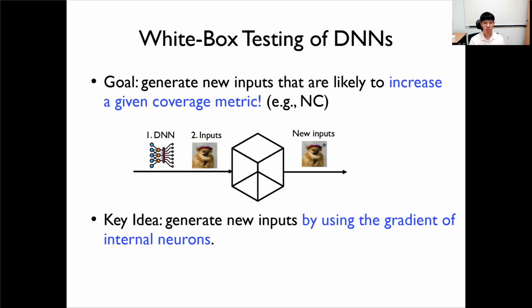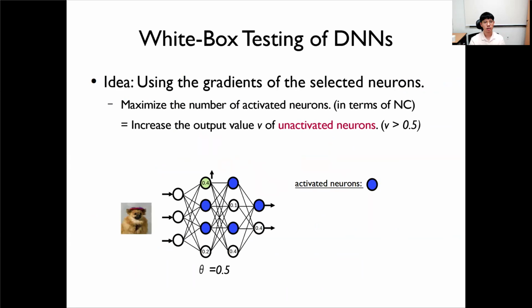And to achieve this, the key idea of the white box testing method is to use the gradient of the selected internal neurons. And I will explain an example for explaining the intuition of this key idea. When a given metric is neuron coverage, to maximize the number of activated neurons, we should focus on increasing the output values of the inactivated neurons.